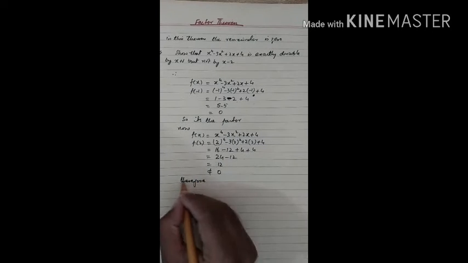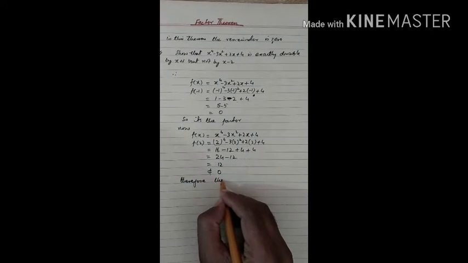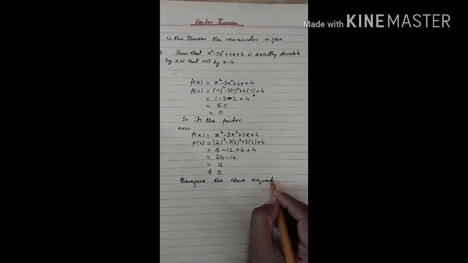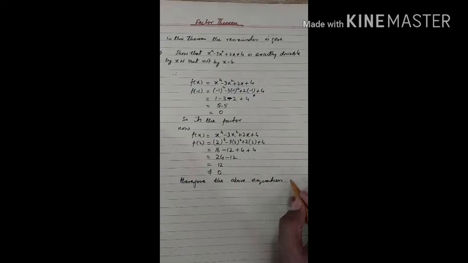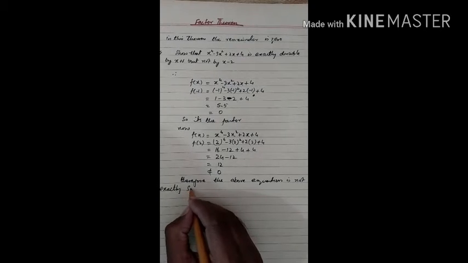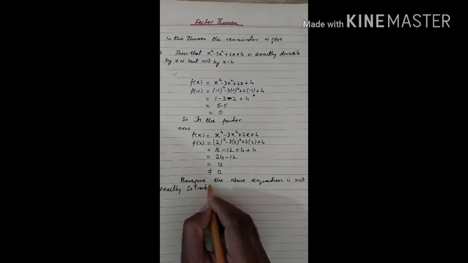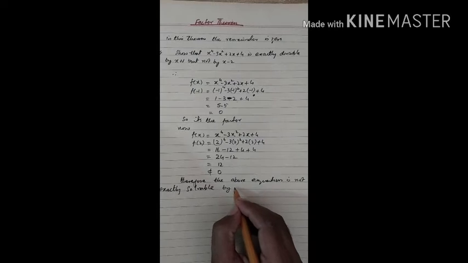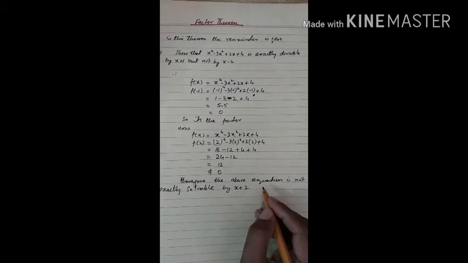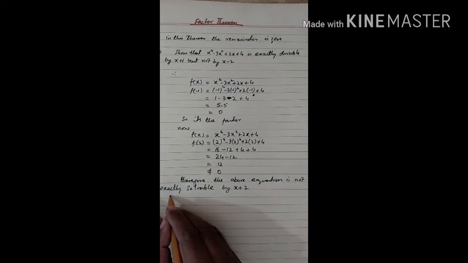Therefore the above equation is not exactly divisible by x minus 2, so it's shown, hence proved.